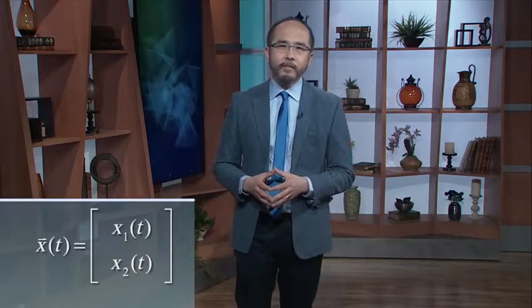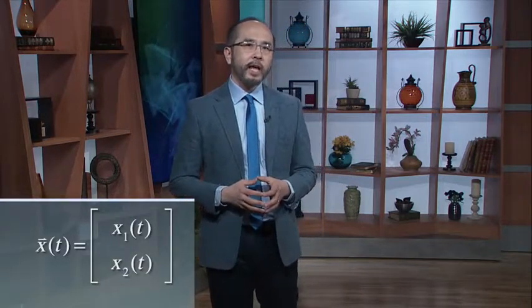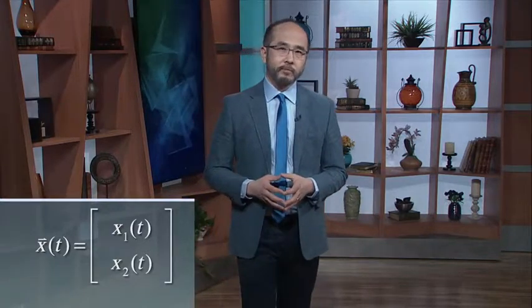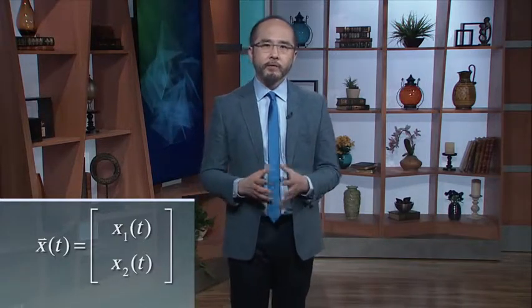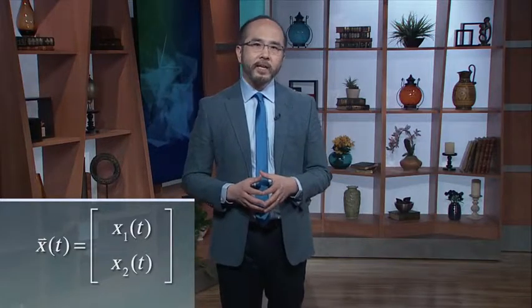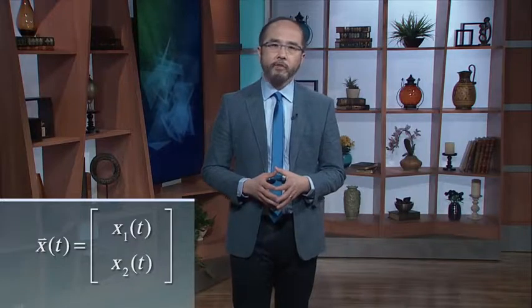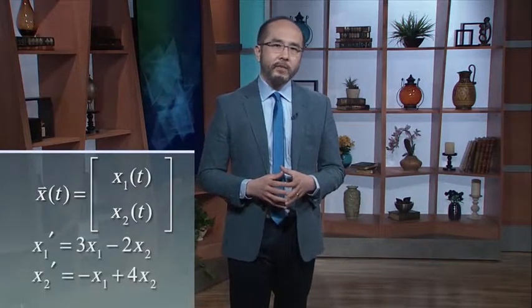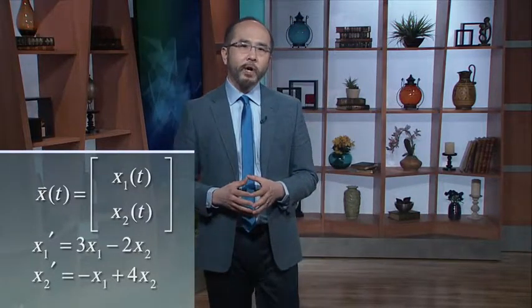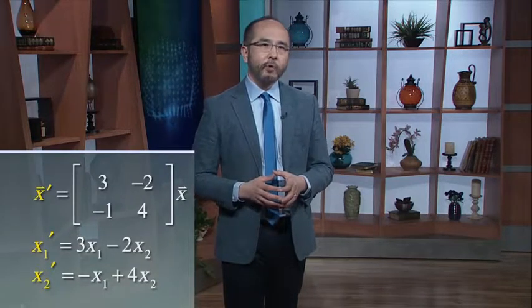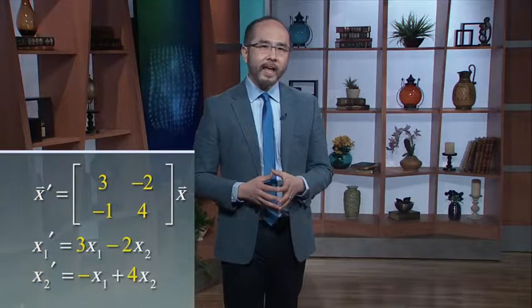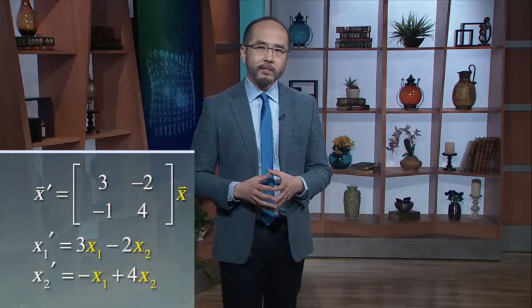Let's let the vector x of t be the vector with components x1 of t and x2 of t. Notice the components are functions, so the vector is going to change over time. So we can talk about the vector's rate of change. We'll just take its derivative to be the derivative of the component functions. Then the system of differential equations that came from our model can be expressed as an equation by saying x prime equals a matrix A times the vector x.